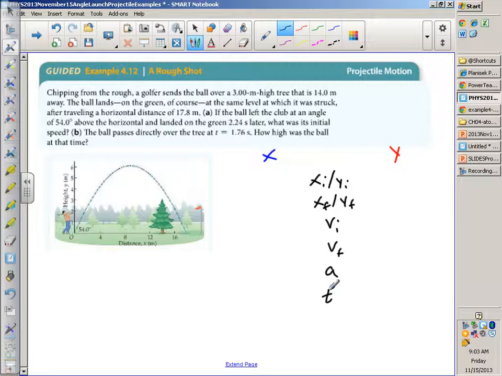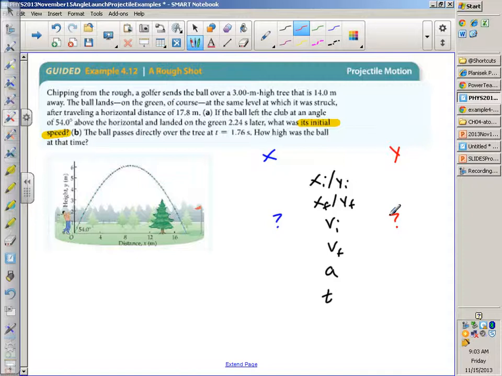So we've already established the idea that if this problem in part A is asking us for the initial speed, we have to take into account two factors. What was it doing initially on the x-axis, and what was it doing initially on the y-axis? So we actually have two unknowns in this problem here. Now that we've established what we're looking for, let's start filling in things in this chart that we know.